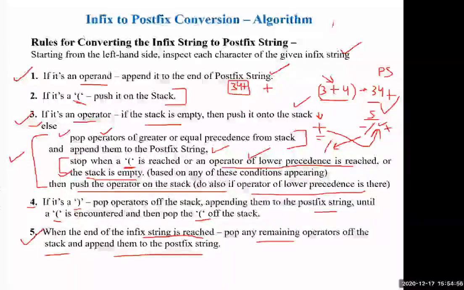But suppose there is a caret operator in the stack and a division operator is encountered. Or we can reverse this: suppose the incoming operator is division and inside the stack we have plus. When division is encountered, we come to case 3, but we have to pop operators of greater or equal precedence from the stack. This plus has lower precedence than the incoming operator, which is division. So in that case, we push the operator onto the stack. That means this incoming operator will be pushed onto the stack after this plus. So this is how rule 3 works. Let us test it with the help of an example, and then it will be more clear.